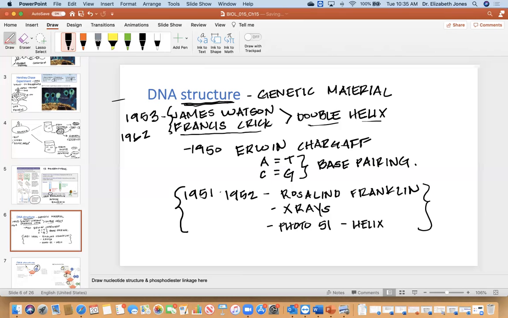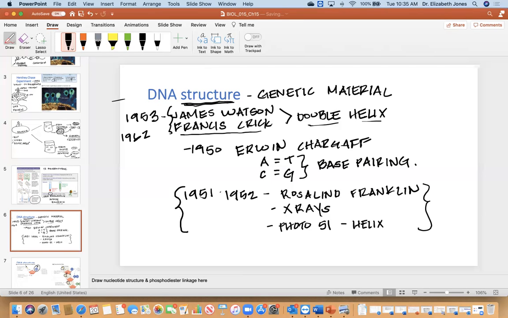She had a graduate student at the time. What we do know is that her work, her Photo 51, was shown to Watson and Crick, and that they immediately appreciated that what they were looking at was a helix. Now, whether or not that photo was shown with her permission is the question.